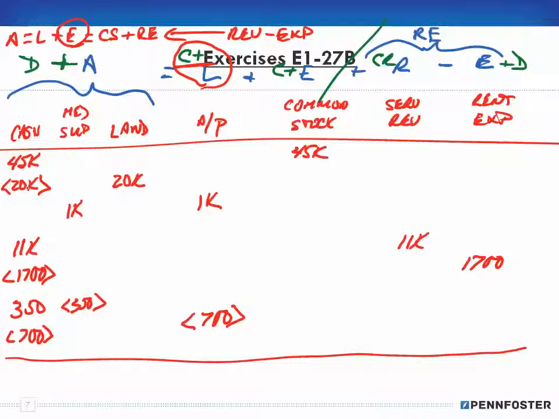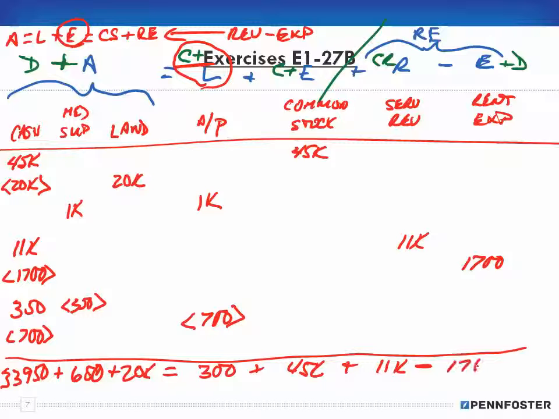So if I add up this 45,000, take out 20,000, add 11,000, subtract 1,700, add 350, and then subtract 700, I end up with $33,950. And I'm going to add my supplies, which is 1,000 less 350, or 650, plus my land of 20,000. Now remember, they're all my assets, and that's going to equal my accounts payable of 300, 1,000 less 700, plus my common stock of 45,000, plus my revenues of 11,000, less my rent expense of 1,700.